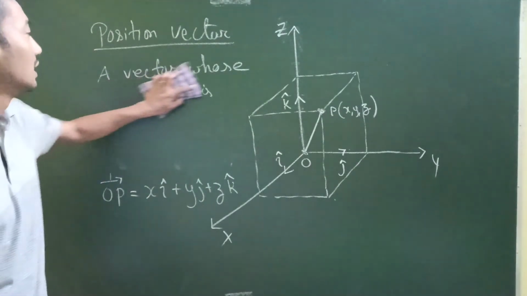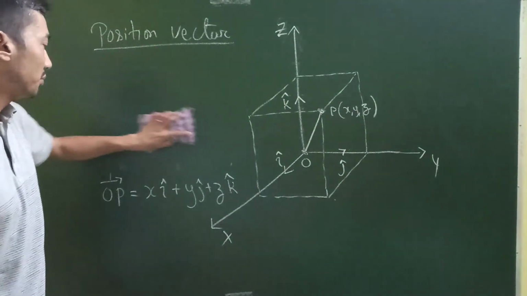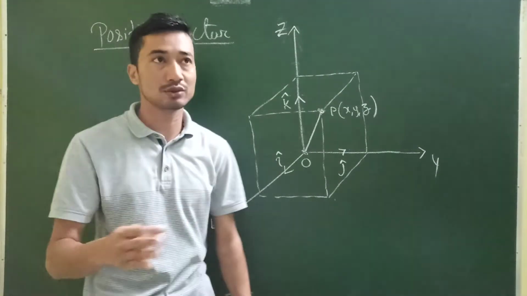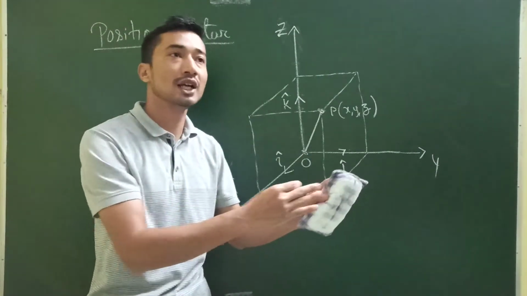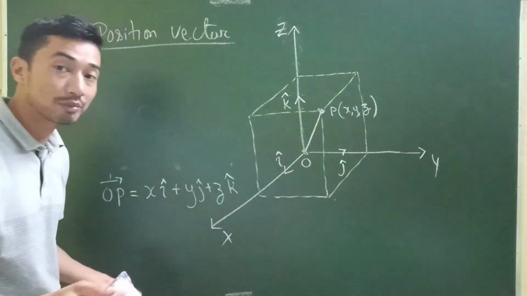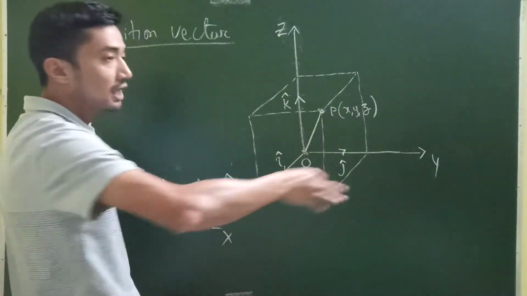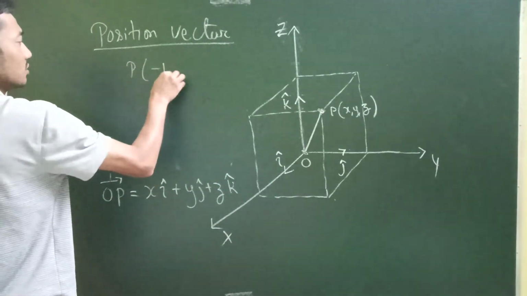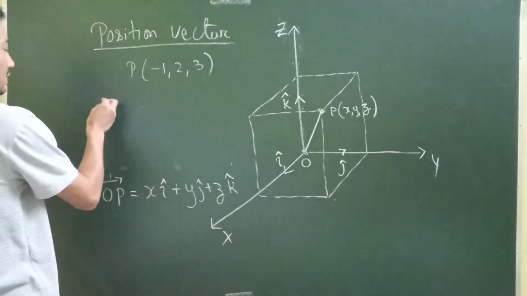Whenever we say position vector of a given point, always remember it is with respect to the origin, the position of a point from the origin. That's called the position vector of a given point. And how do we represent that in space if it's x, y, z? For example, if the point is P(-1, 2, 3), how do we represent this OP vector?